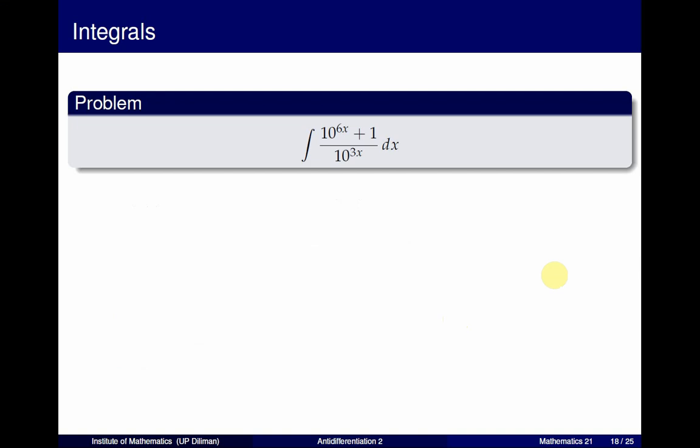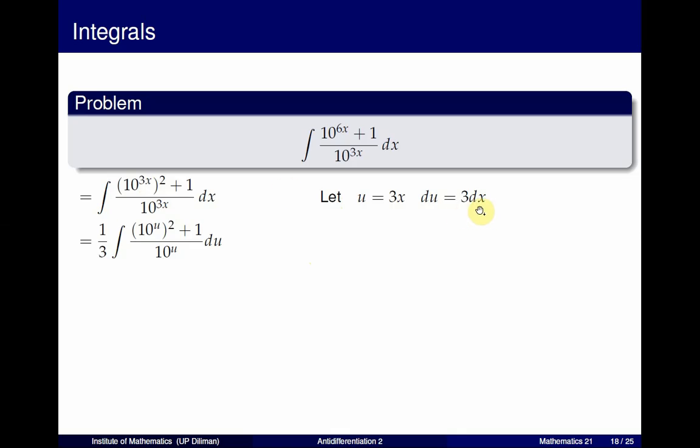Notice that 10 to the 6x is the square of 10 to the 3x, and it is reflected here. So what is our choice for u? We may choose u to be 3x, so that the exponent becomes 10 to the u in both exponential expressions. So let u be 3x, du is 3dx, and what happens to the integral? The integral becomes 1/3. This 3 goes to the denominator. So you get 1/3 times the quantity 10 to the u squared plus 1 over 10 to the u du.